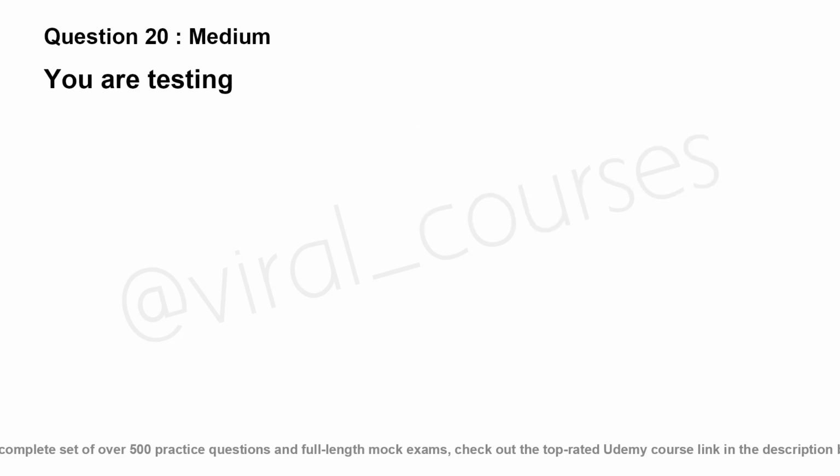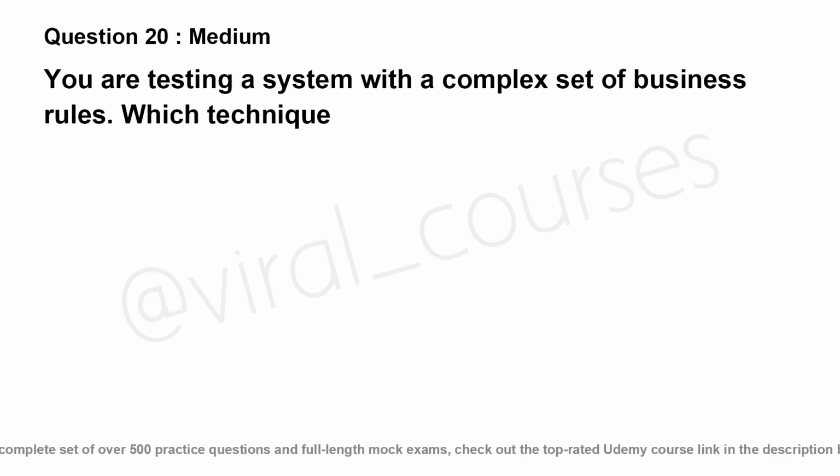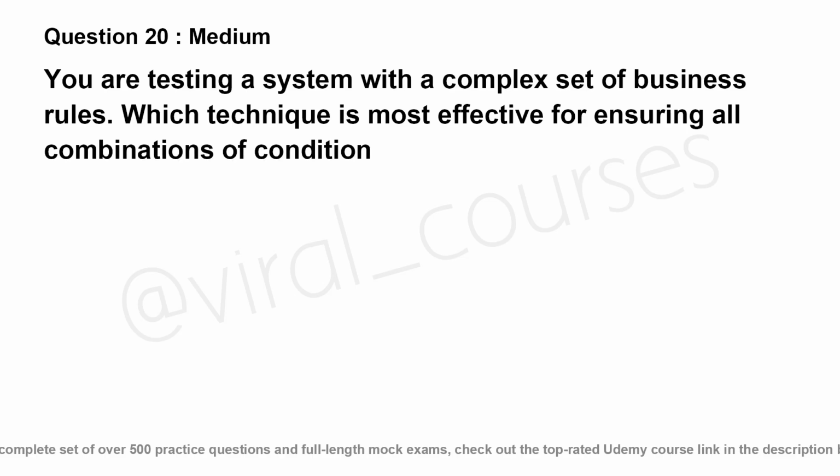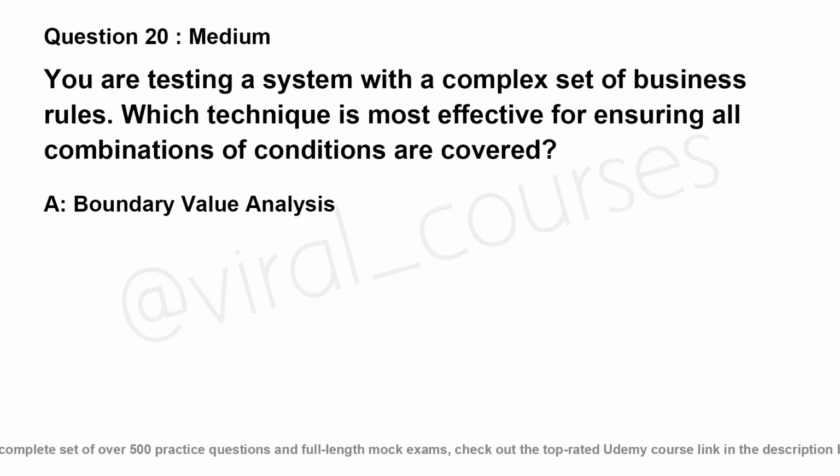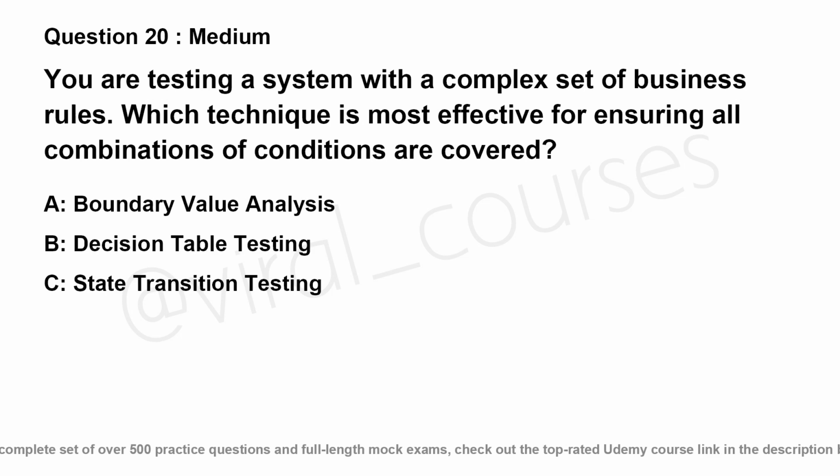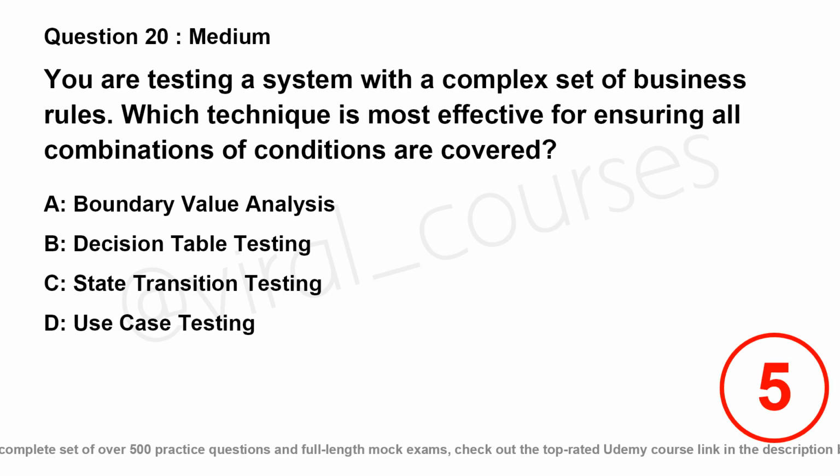You are testing a system with a complex set of business rules. Which technique is most effective for ensuring all combinations of conditions are covered? Option A, boundary value analysis. Option B, decision table testing. Option C, state transition testing. Option D, use case testing.